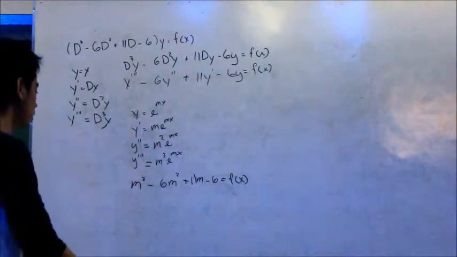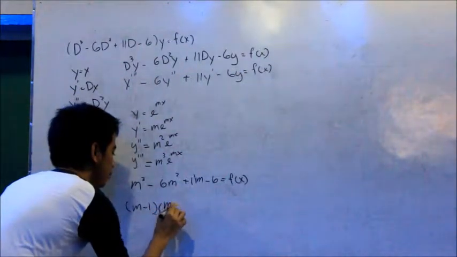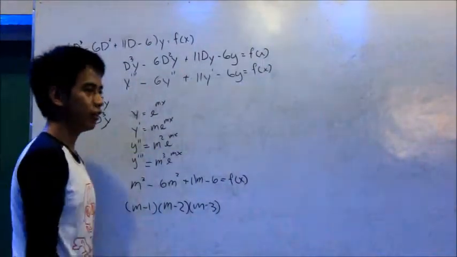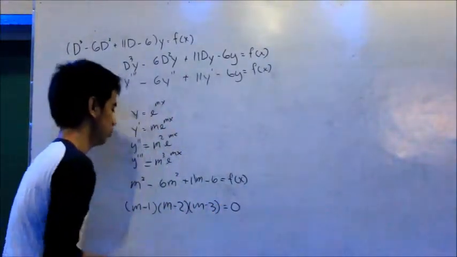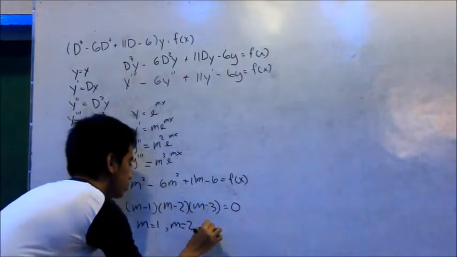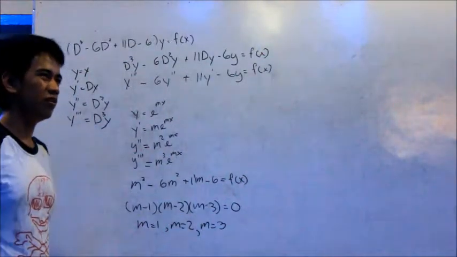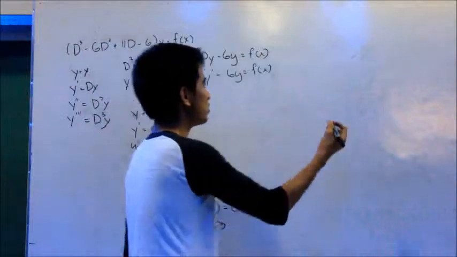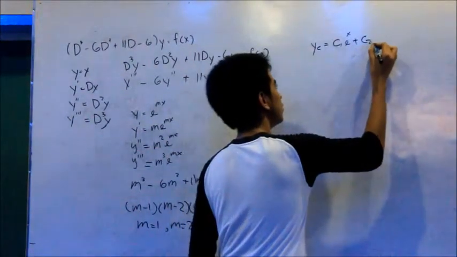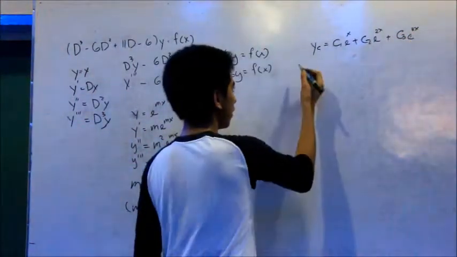So, to find its value, using synthetic division, we get (m minus 1)(m minus 2)(m minus 3). And since we need to find first the complementary equation, or the homogeneous part, we need to equate it to 0. Therefore, m is equal to 1, 2, and 3. And with this, we can now use case 1, which is real roots, and we have this yc. yc is equal to c1 e to the x plus c2 e to the 2x plus c3 e to the 3x, which is our complementary solution.